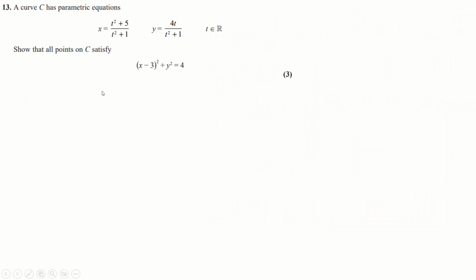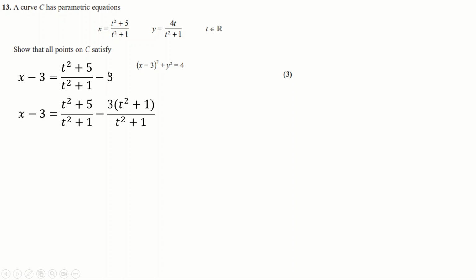Question number 13 is quite interesting. It's about parametric equations. Show this thing here. There's a few ways of doing this. It's only worth 3 marks, which is interesting. I just took away 3 from both sides here and then collected that together, I think. Times this by t squared plus 1 over t squared plus 1, so that I can put these together.